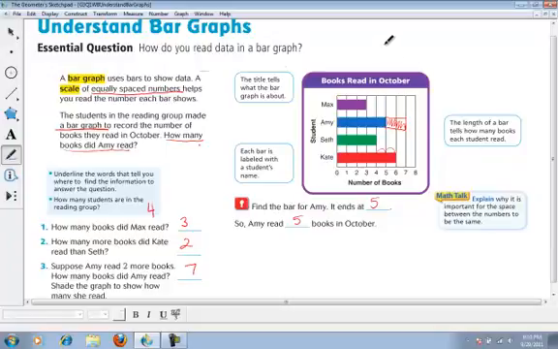Now that you know how to understand a bar graph, you're going to complete some activities on your own.